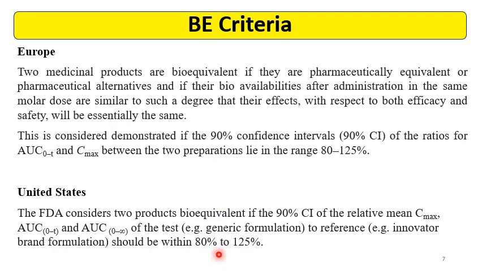And why do all the regulatory authorities consider 80 to 125%? Because as per the regulatory authorities, a difference in the Cmax and AUC of 20% will not give much change or impact on the therapeutic effect of the formulation. That's why if there is a 20% change, the formulation can be considered as therapeutically equivalent.